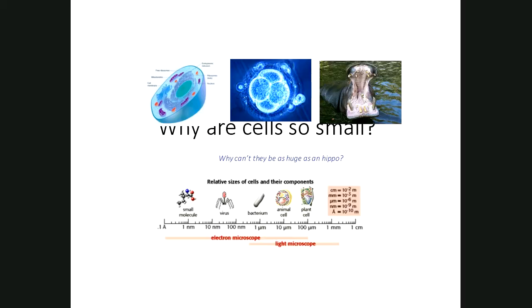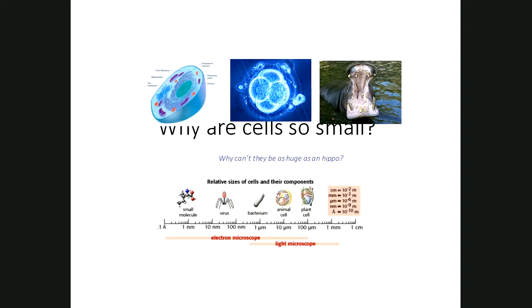Well, that's kind of crappy. When I imported this, it shifted these images down, and when it shifted these images down, it covered up these words. But I'm sure you guys can see the original document, and you know the words here say, "Why are cells so small? Why can't they be as huge as hippos?"